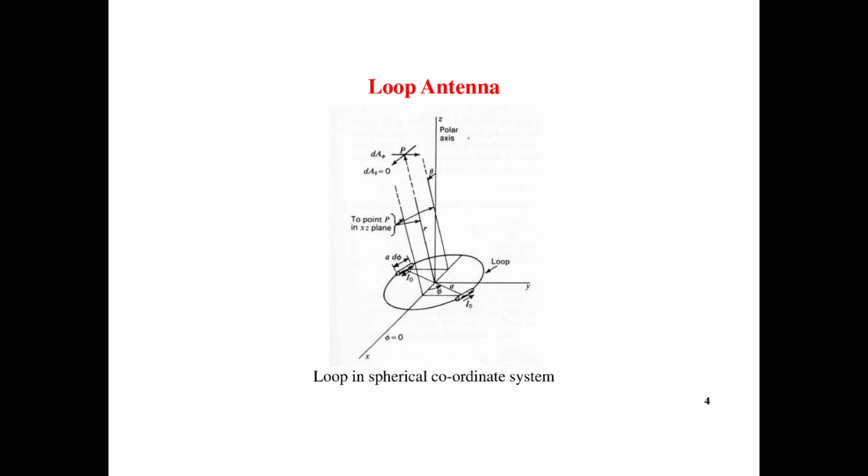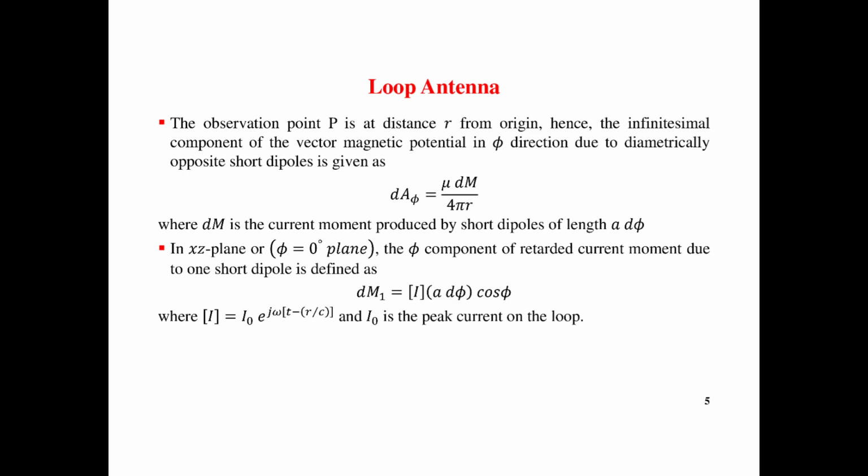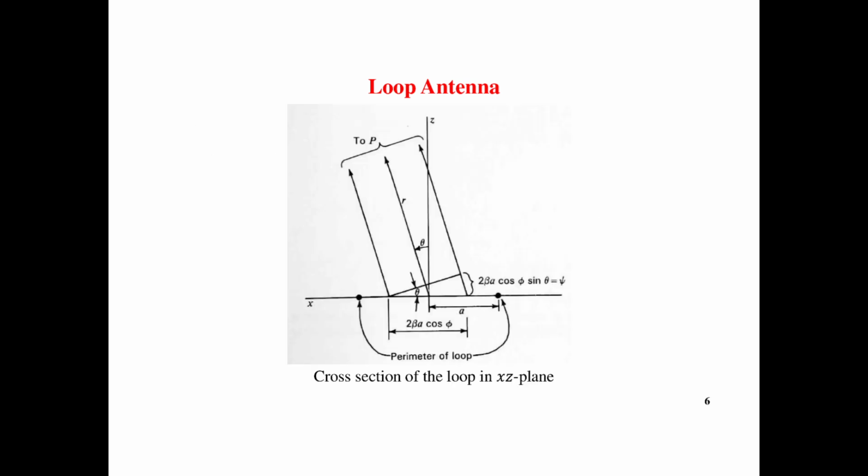So, the loop in the spherical system: consider the xyz plane, with phi as the angle and theta equal to 0 along the axis. Here is the observation point P at a distance r from the origin. Hence the infinitesimal component of the vector magnetic potential in the phi direction due to the diametrically opposite short dipoles is dA_φ equal to mu dm by 4 pi r, where dm is the current moment produced by the short dipole. In the xz plane, the phi component of the retarded current moment of one short dipole is dm equal to I a dφ cos φ, where I is the retarded current and I naught is the peak current of the loop.